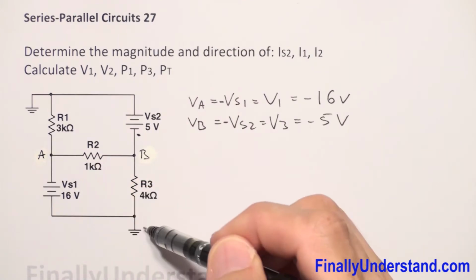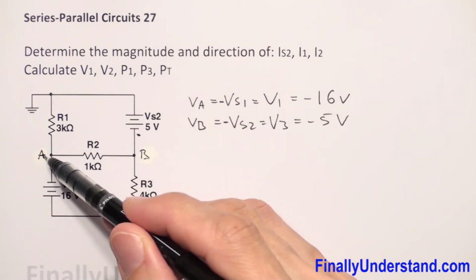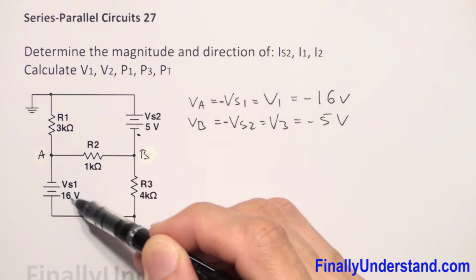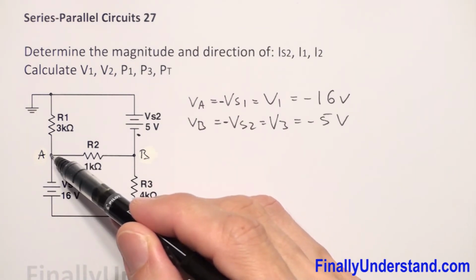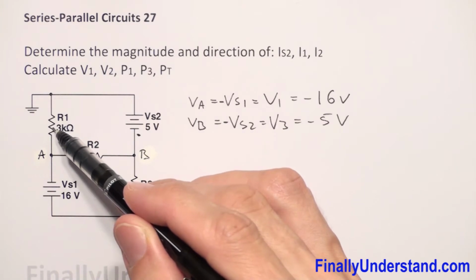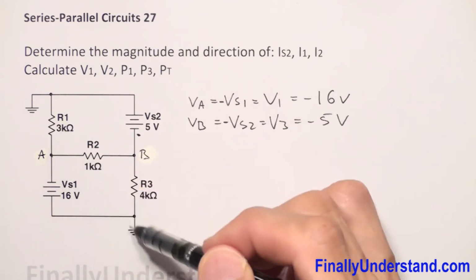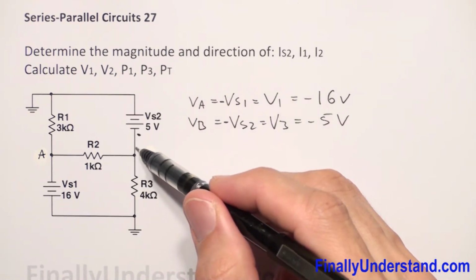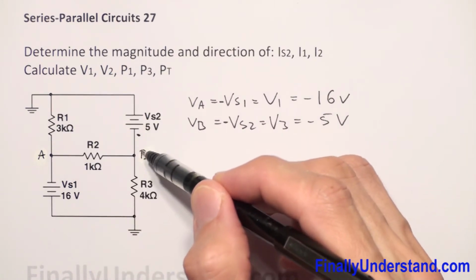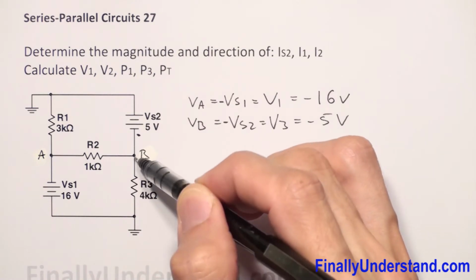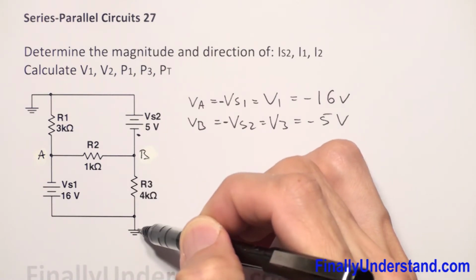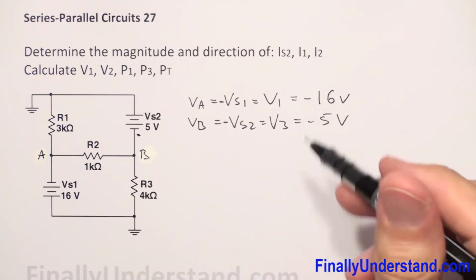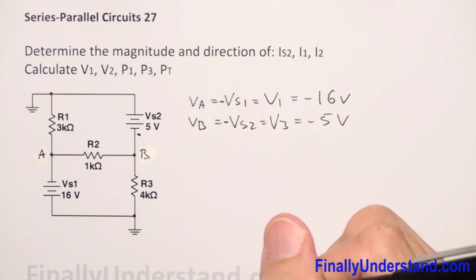Keep in mind that this ground and this ground are the same. So if I have negative 16 volts from this point to the ground, it means I have negative 16 from this point to this point as well. When it comes to point B, from this point to ground I have negative 5, and because the grounds are the same, from this point to ground I also have negative 5 volts. So we have voltage VA and voltage VB.